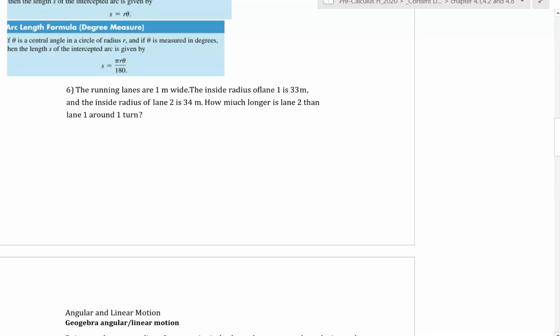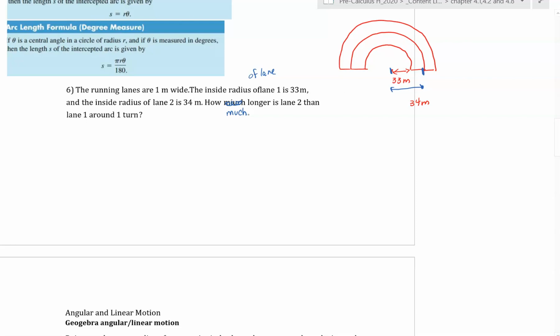Okay, so for some reason the picture didn't show up, so I just drew it there for you. The running lanes are 1 meter wide, and the inside radius of lane 1 is 33 meters, and the inside radius of lane 2 is 34 meters. How much longer is lane 2 than lane 1 around 1 turn? Okay, so go ahead and pause the video and think about central angles.